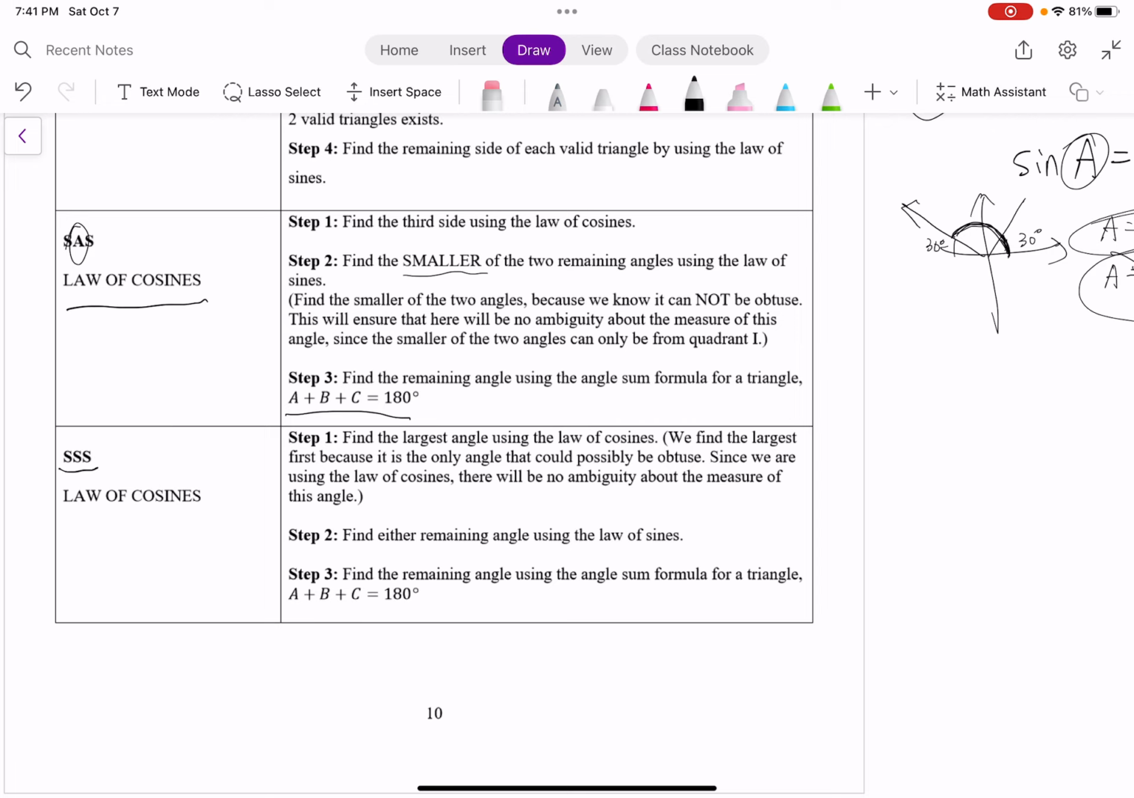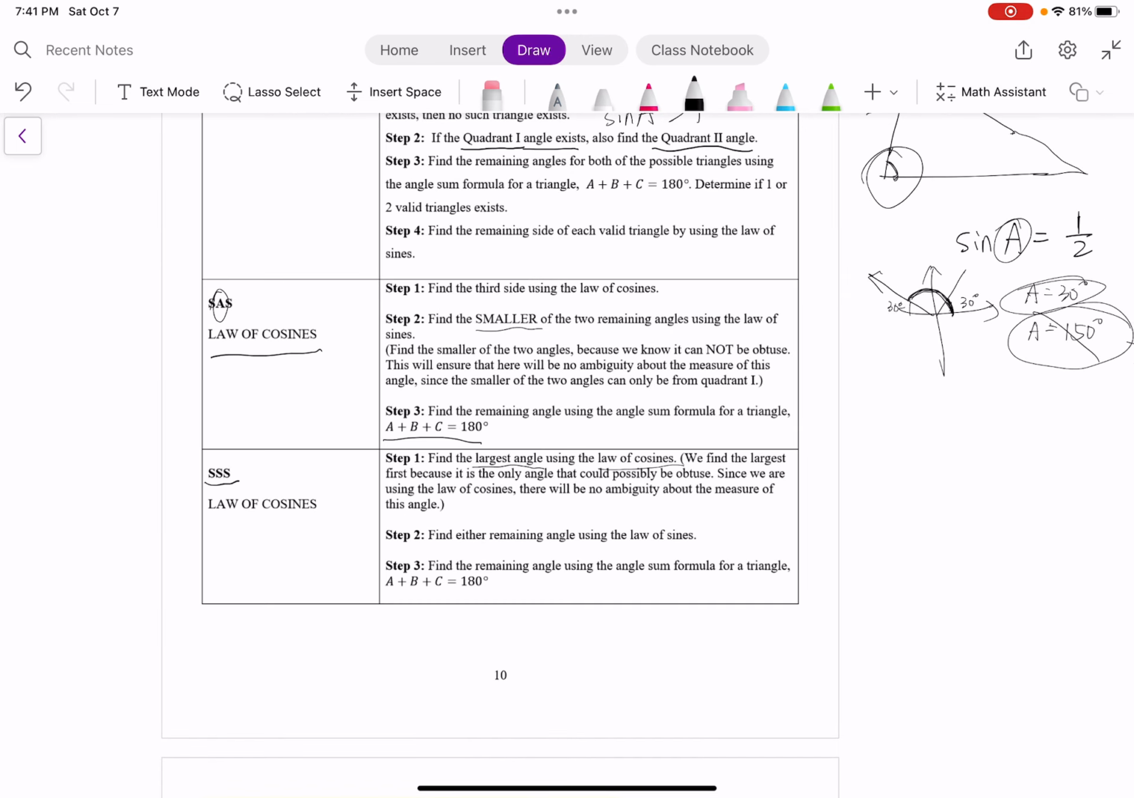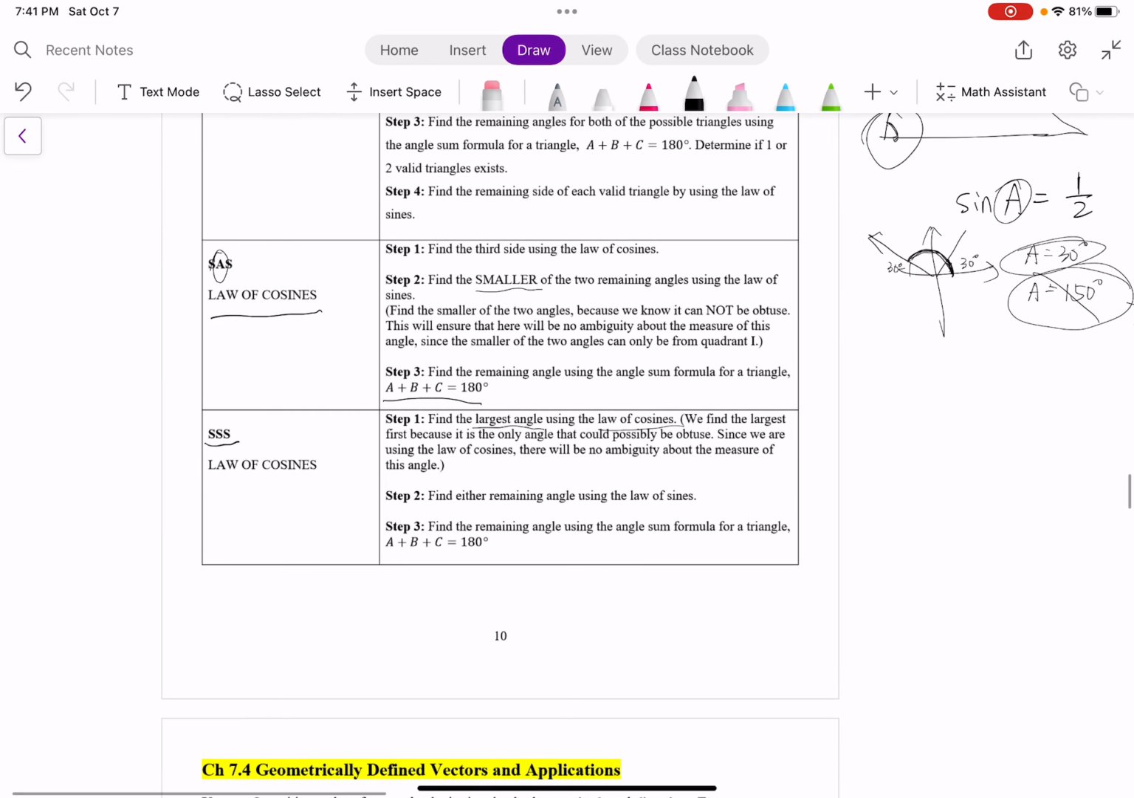Next one, SSS. First step, find the largest angle by using the law of cosine. Then number 2, find either remaining angle using the law of sine. Number 3, find the remaining angle using the angle sum formula for the triangle, A plus B plus C equals 180 degrees.